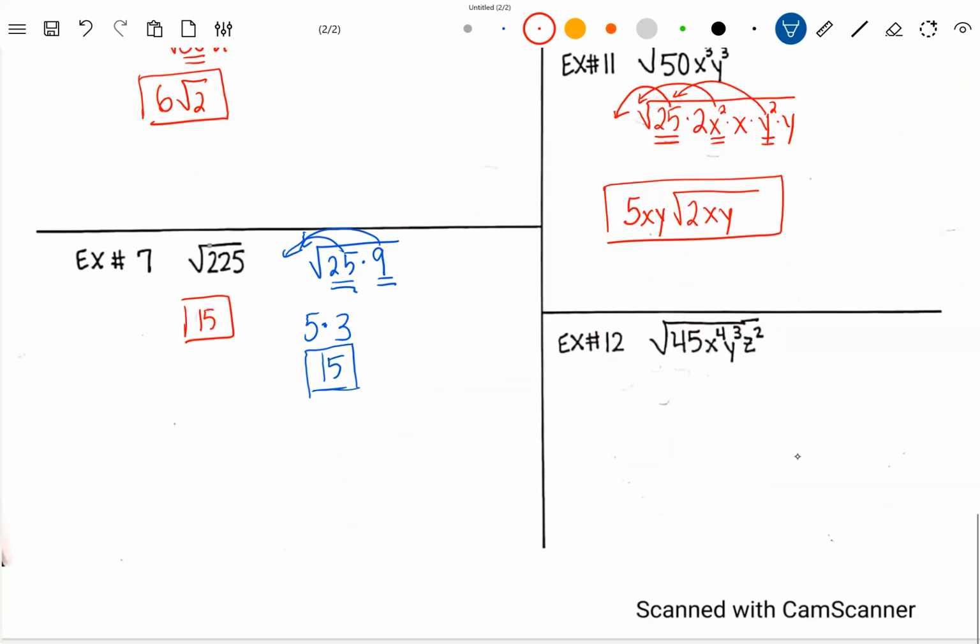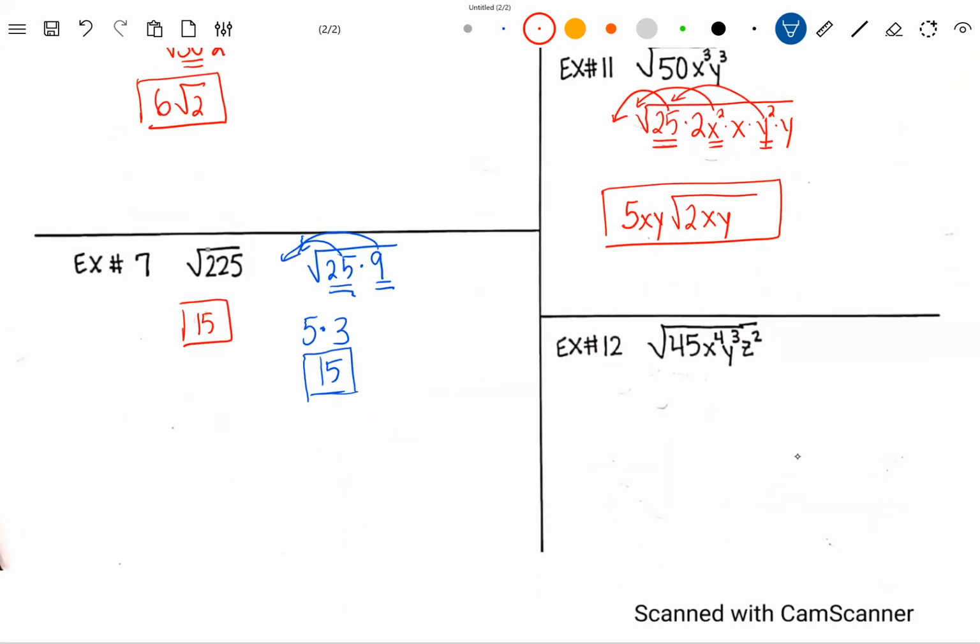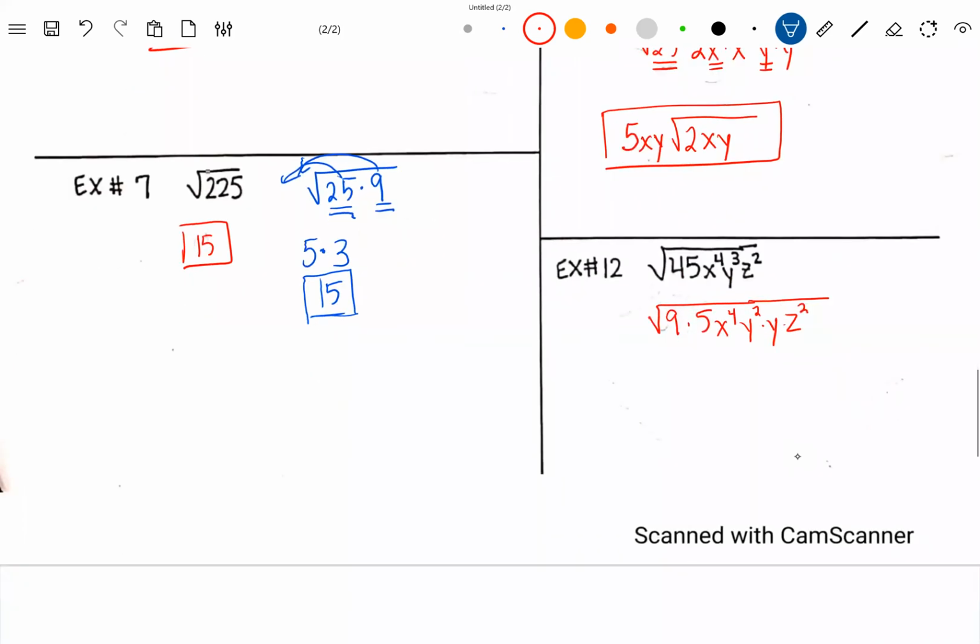And then number 12. So 45 is 9 times 5. X to the 4th, since that's even, it can just come down as x to the 4th. Y cubed, since that's odd, I need to rewrite that as y squared times y. And then z squared, since that's even, it can just come down as z squared. I'm going to go through and I'm going to underline everything that's a perfect square. 9 is a perfect square, and any variable with an even exponent is a perfect square. I'm going to square root now.